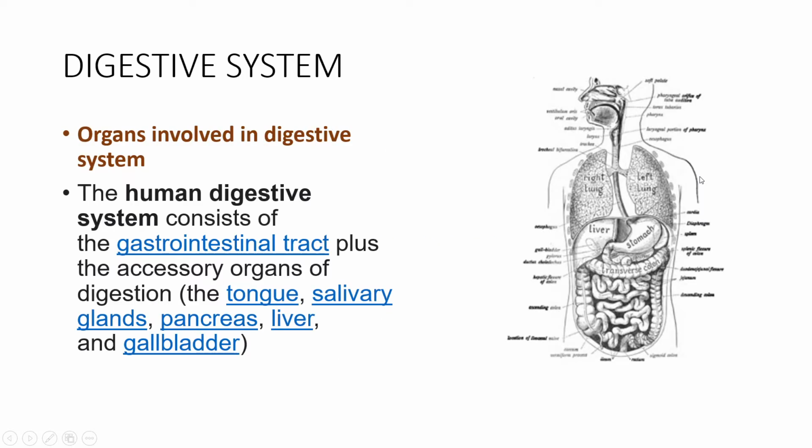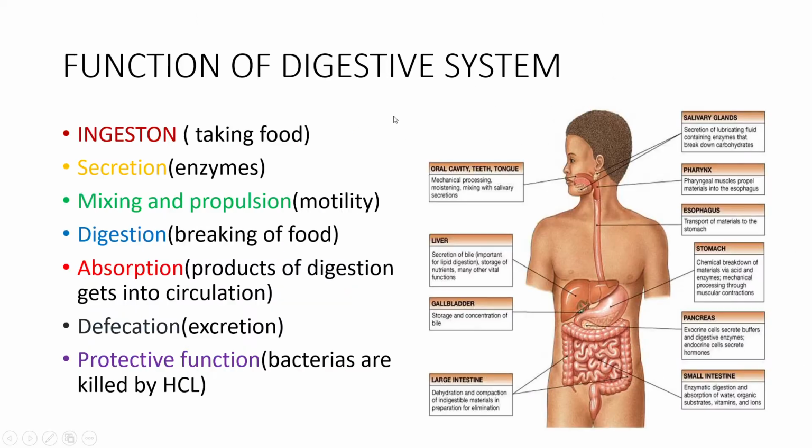Now the next part is the organs involved in the digestive system. The human digestive system consists of the gastrointestinal tract plus the accessory organs of digestion like tongue, salivary gland, pancreas, liver, gallbladder. Here I have given a picture which you can refer to for making your notes.